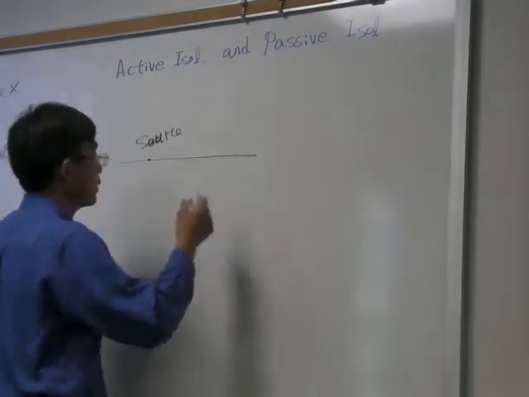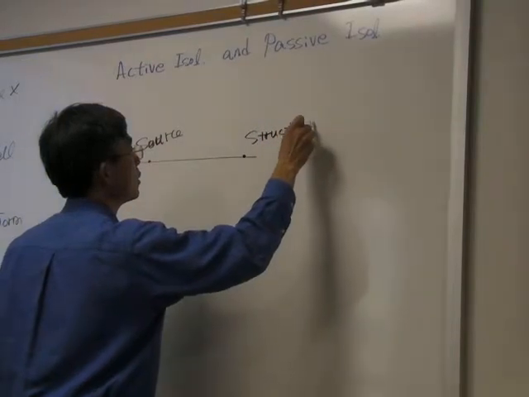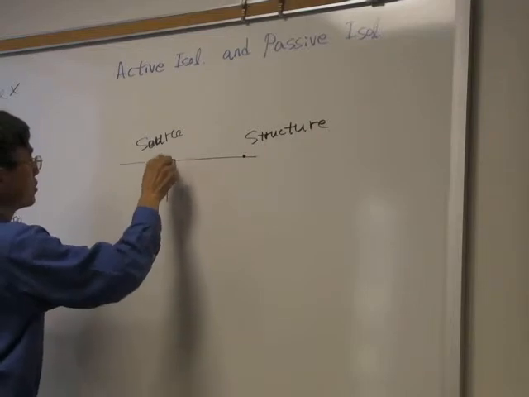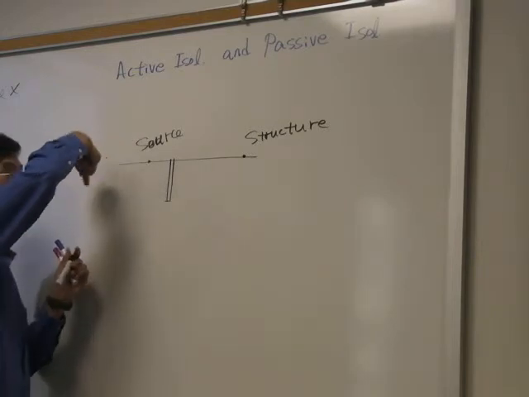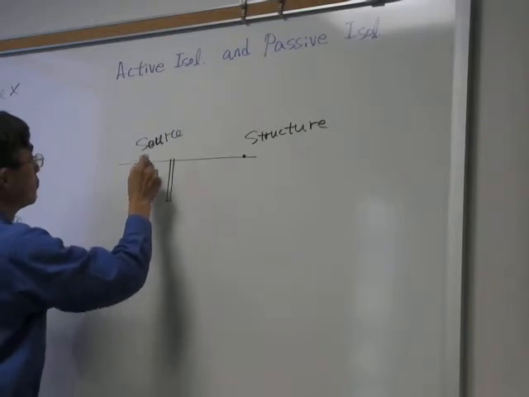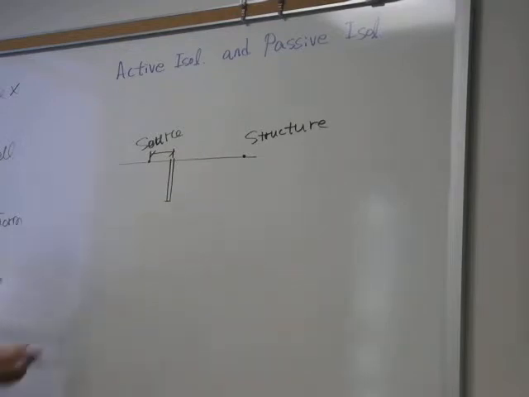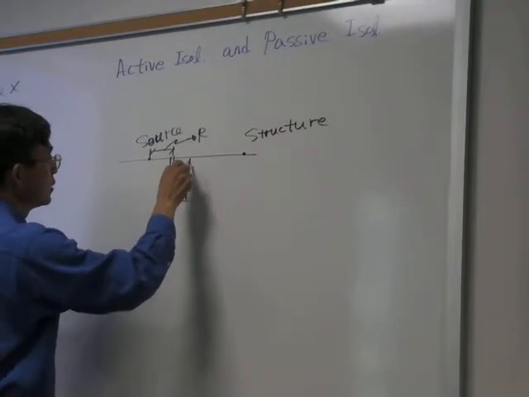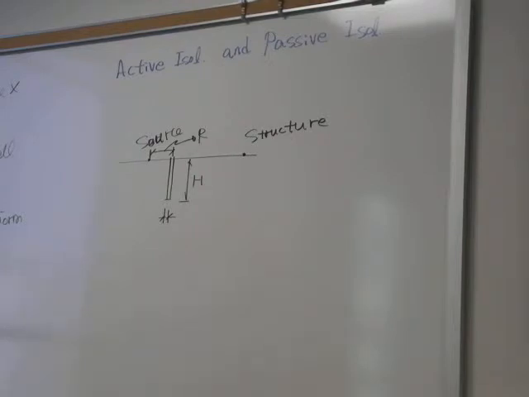If you have the source here and let's say your structure is here, if you install the trench, you can install the trench quite close to the source and just surround your source with the trench. Okay? Surround your source with the trench, and we will say distance from the source to the trench is R. Height of the trench is H, and width of the trench we will say W.